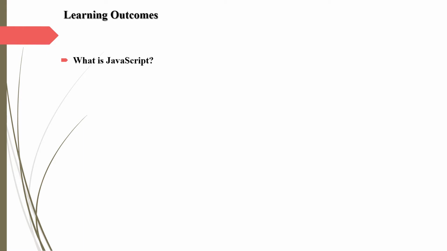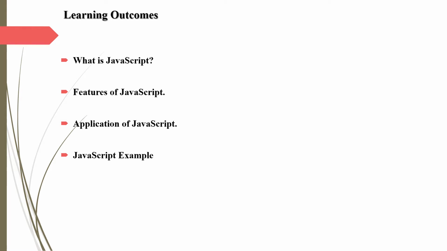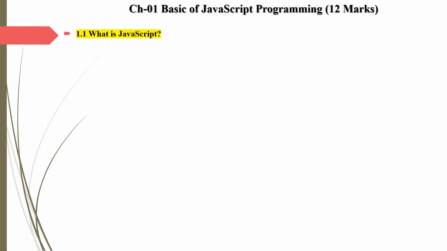The learning outcome of today's video: first we see what is JavaScript, then we see the features of JavaScript, then the applications of JavaScript, and at last we see some examples of JavaScript. So these are the learning outcomes of today's video. First we see what is JavaScript.